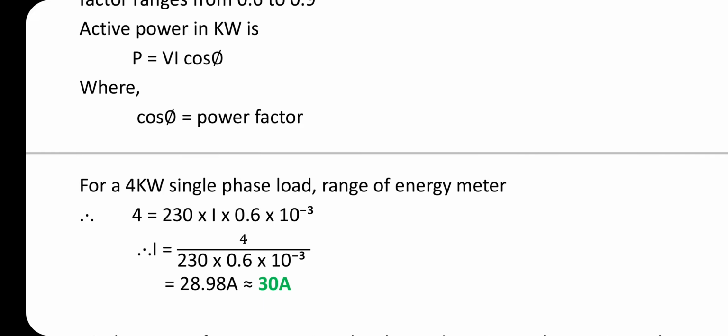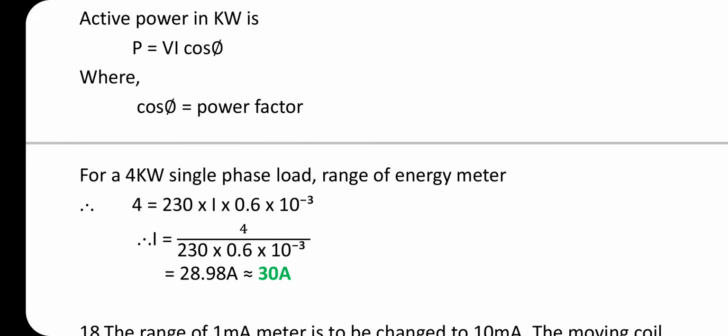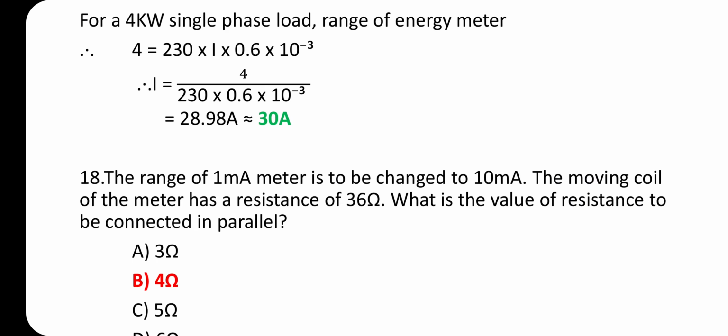For a 4 kilowatt single phase load, range of energy meter. Substituting the values, we get 4 equal to 230 into I into 0.6 into 10 raised to minus 3. After rearranging, we get I equal to 4 divided by 230 into 0.6 into 10 raised to minus 3. We get I equal to 28.98 ampere, approximately 30 ampere.